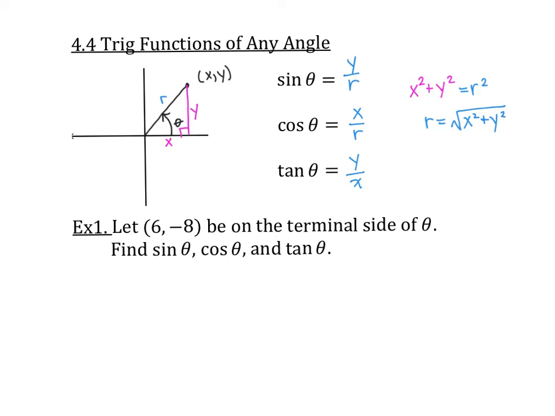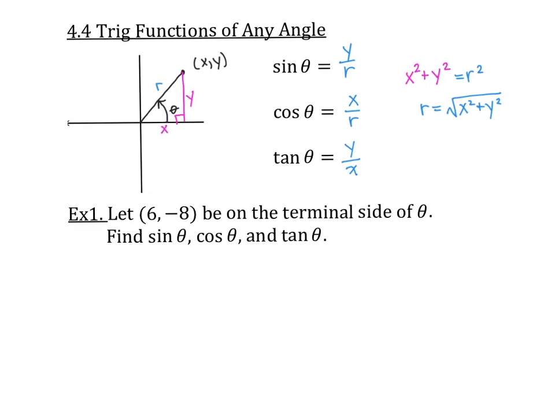So for example 1, we're going to let (6, -8) be on the terminal side of theta, and we're going to find sine theta, cosine theta, and tangent theta. I'm going to use the formulas we just wrote down to find sine, cosine, and tangent, but then I'll also draw a picture for people who prefer the picture. Before I even start, it says (6, -8) is on the terminal side. What that's actually just telling me is that this is in quadrant 4 because the x is positive and the y is negative. To find sine, cosine, and tangent, I actually need the r.